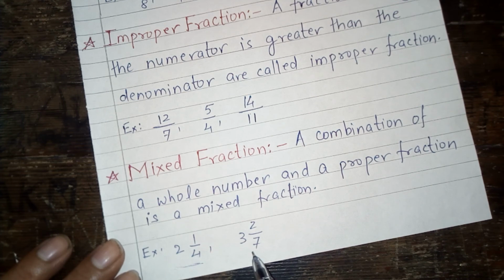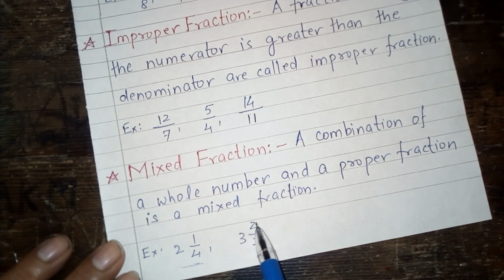I want to give one more example to you. In 3 2 upon 7, in this fraction 3 is the whole number and 2 upon 7 is a proper fraction. So this is the combination of a whole number and a proper fraction, so this is an example of mixed fraction.